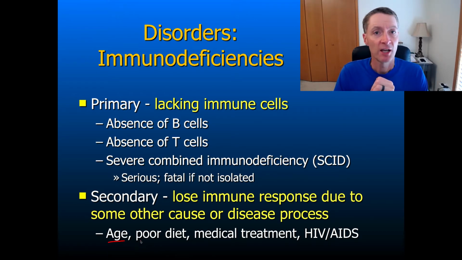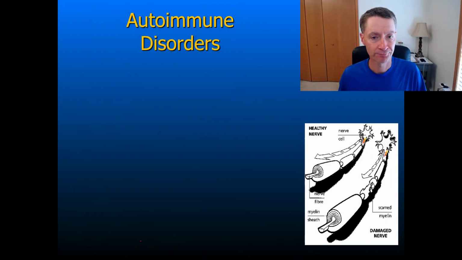And then, of course, HIV and AIDS. So HIV is the direct attack on helper T cells. Okay, so these would all be some pretty good examples of what usually leads to immunodeficiency.